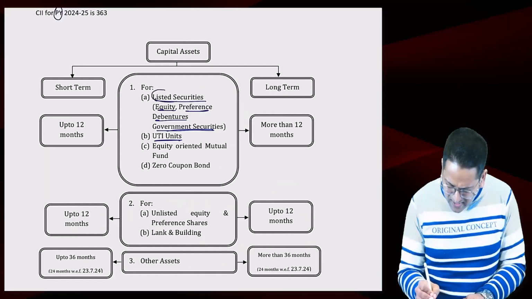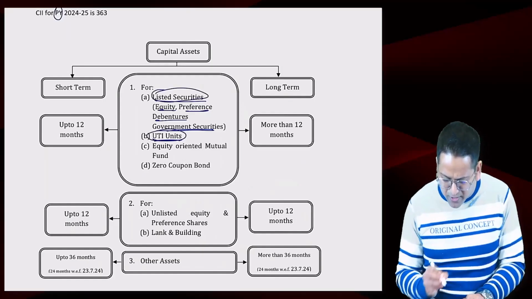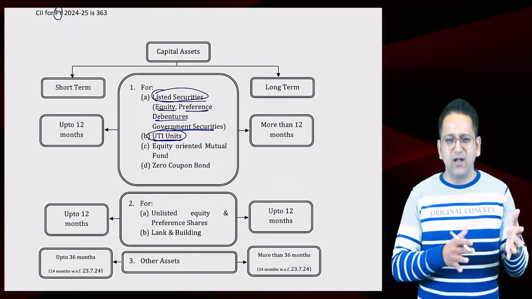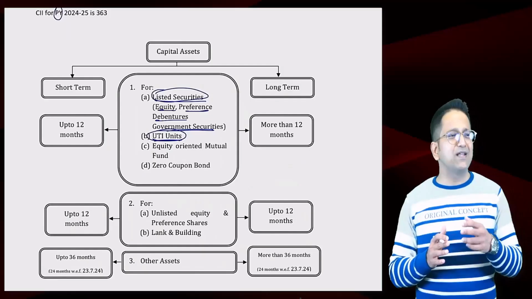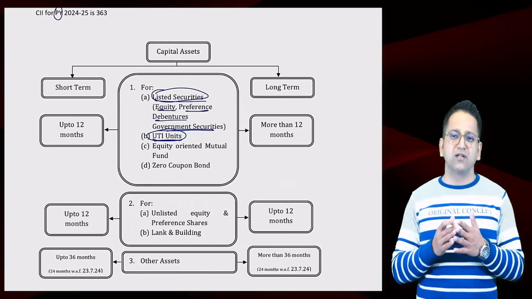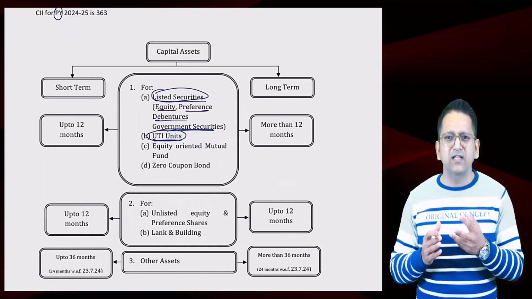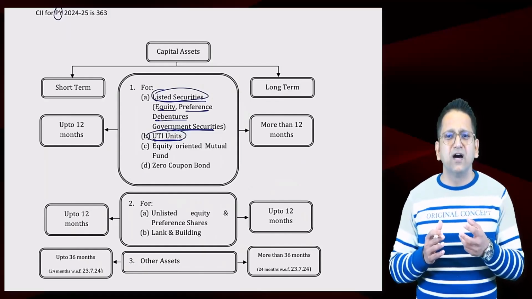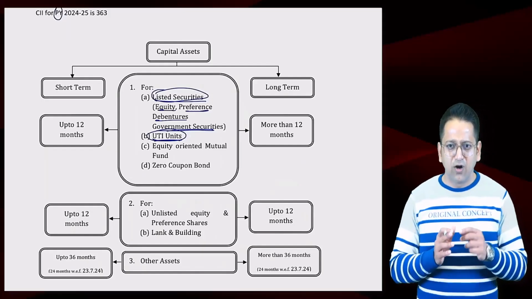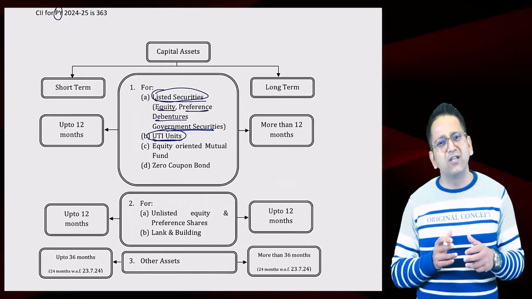So the first thing you need to remember is listed securities. The second is UTI units. What is a UTI unit? Mutual funds of UTI. I have told you many times in my classes why we don't simply say mutual fund, and why we say UTI units. Basically, a separate preference, or a separate value, is given because UTI was the company that first launched mutual funds in our country. And that's why they named it UTI units.